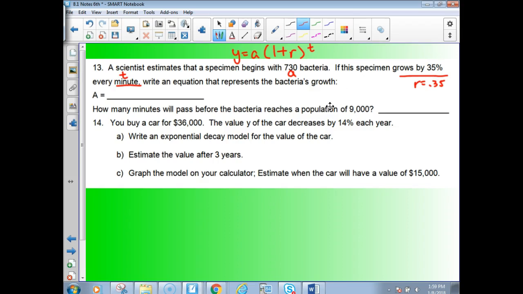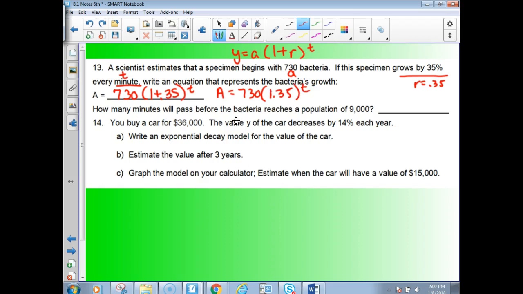So labels are going to count when you're doing the word problem. You need to have them labeled properly, and our answer is going to be in minutes. So the equation would be A or y in that format up here. That big A, guys, is just standing for amount. It's not standing for the initial value, that's little a. So that's the amount of bacteria you have at any given time. Sounds yummy. 730 times, parentheses, 1 plus 0.35 to the t, and t is in minutes. You could simplify that to A equals 730 times 1.35 to the t.